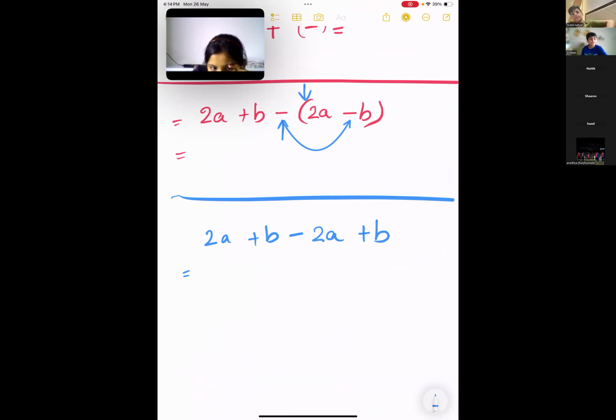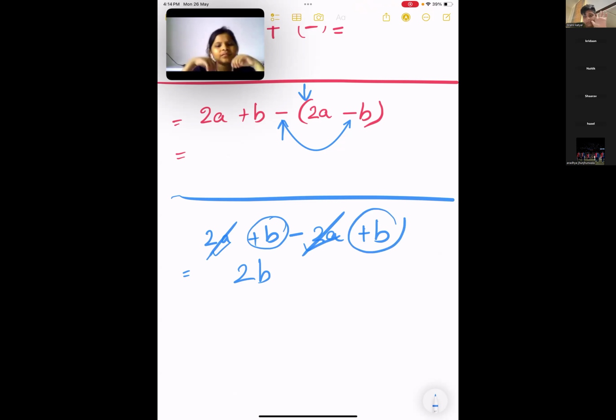So I want to see a thumbs up over here. How many of you have got the right answer? Answer is 2b. Now I'll tell you how. 2a and minus 2a becomes a 0. I am left with plus b and another plus b, which is 2b. Very good, Hazel. Aradhya, Ridan, perfect. Grahil, perfect.